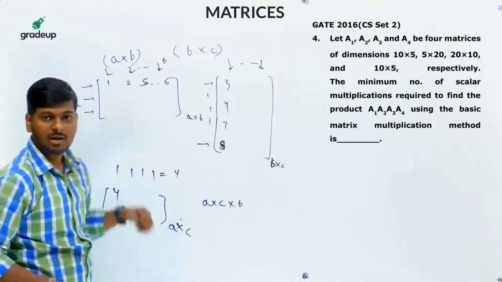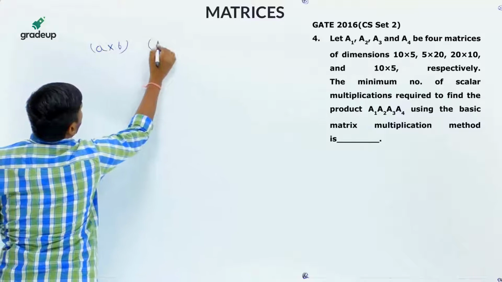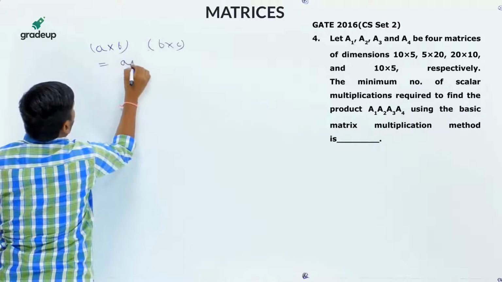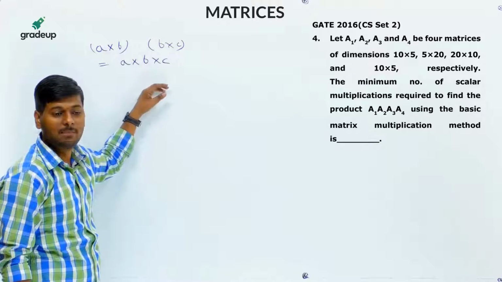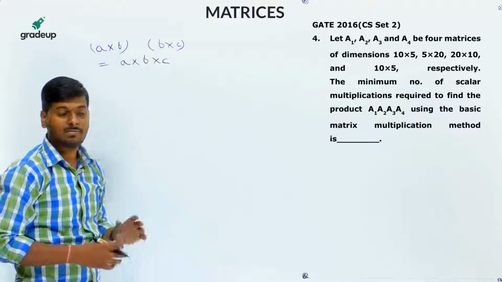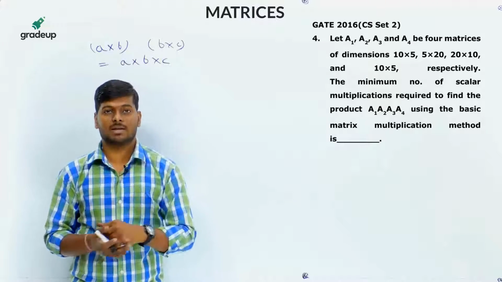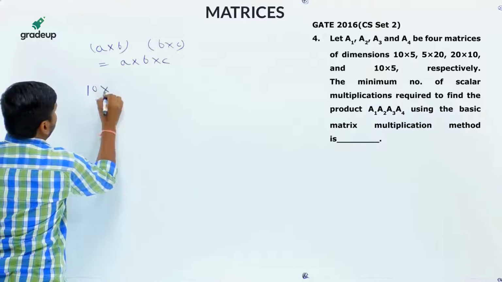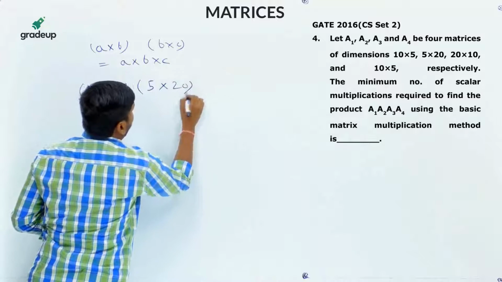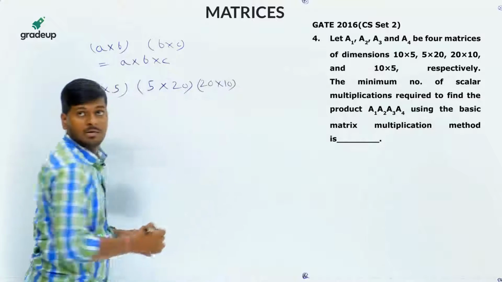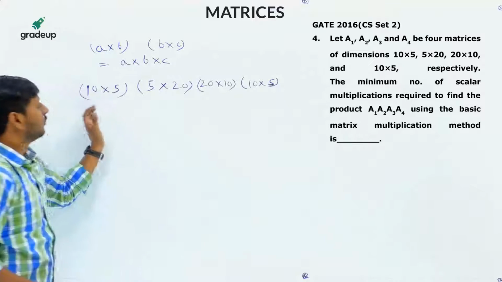Now we will solve the question. We have seen that multiplying an A into B matrix with a B into C matrix takes A into B into C multiplications. Now the question is asking for the minimum number of multiplications required to multiply these matrices. The matrices are given as 10 into 5, 5 into 20, 20 into 10 and 10 into 5. These are the dimensions of 4 matrices.